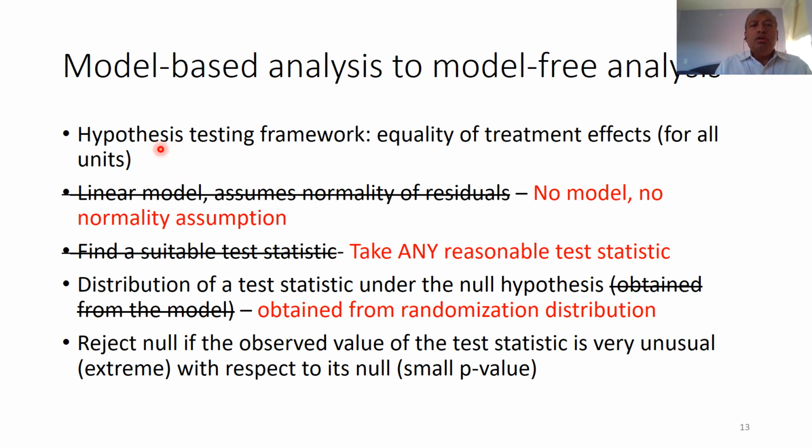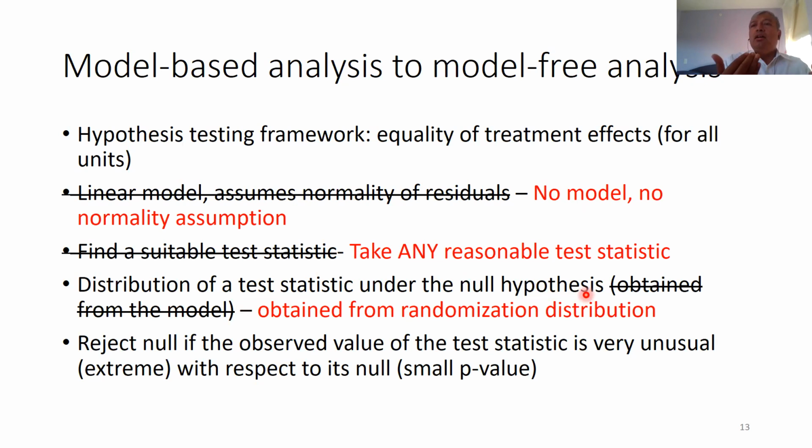So the linear model assumption of normality of residuals will be replaced: we will not consider any model. There would be no normality assumption. And instead of finding a suitable test statistic, we can start with any reasonable test statistic. What does reasonable mean? Some statistic which measures the difference between the treated and the control group in terms of the response. That could be difference of the means, that could be a standardized difference of means, that could be a difference of medians. And then we would find the distribution of the test statistic under the null hypothesis.